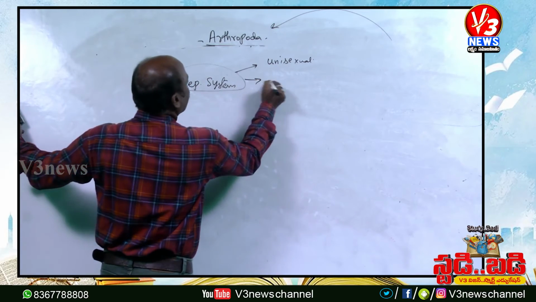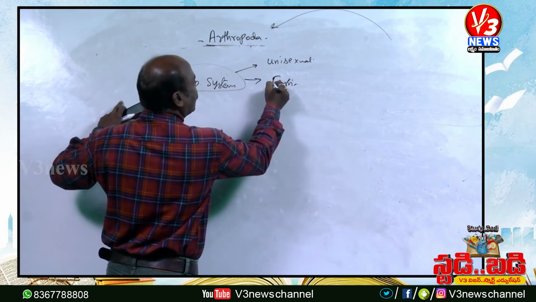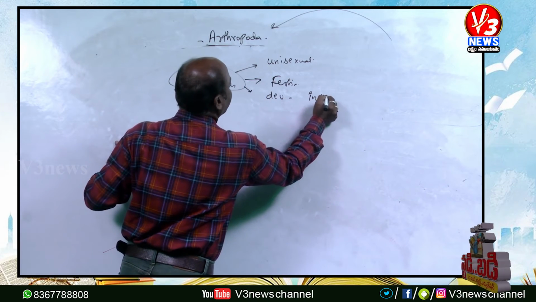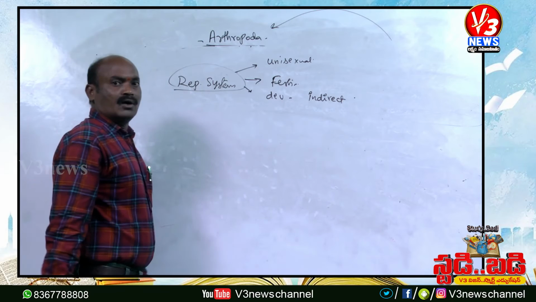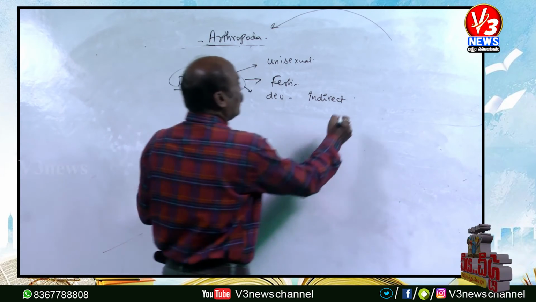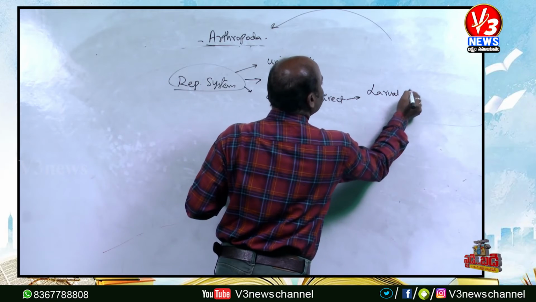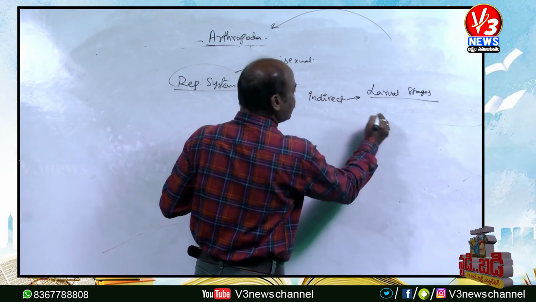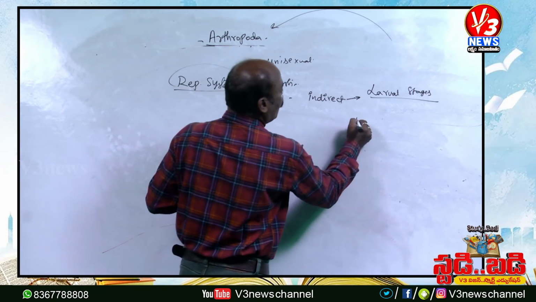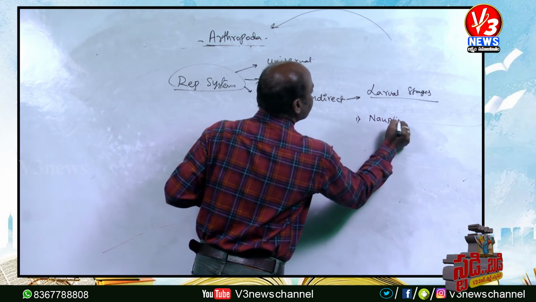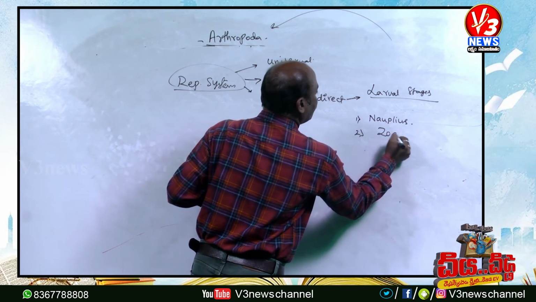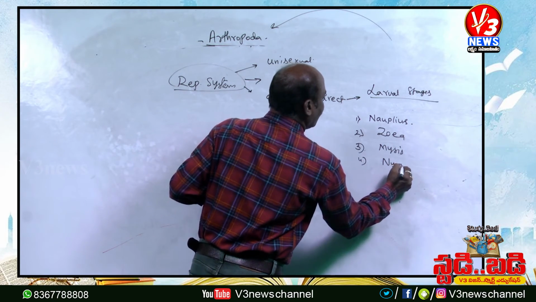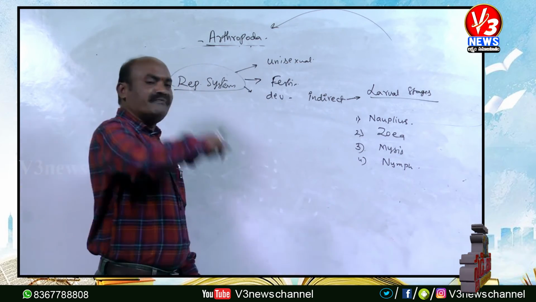Then the fertilization is in some internal and in some external. The development is indirect. Indirect development means the presence of larval stages. We can discuss some larval stages of the phylum Arthropoda. One is Nauplius, second is Zoea, and third is Mysis, and nymph, etc.